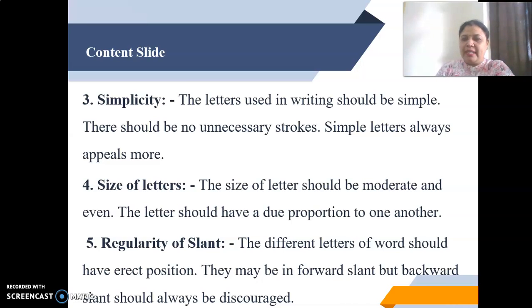Suppose if we are writing cursive E and L, these 2 letters should have a proper size of their own. Regularity of slant. The different letters or words should have an erect position. They may be in forward slant, but backward slant should always be discouraged in the class.